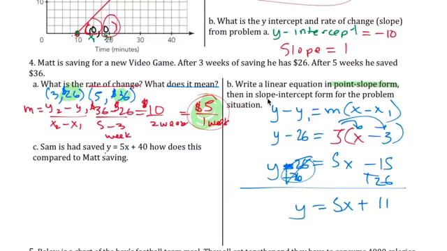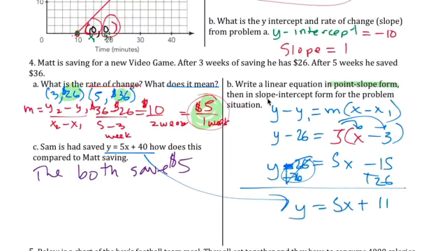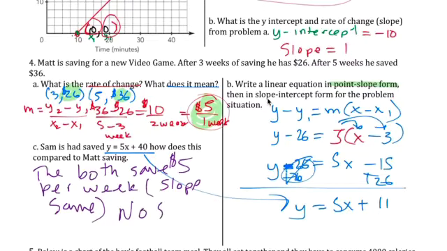Sam has this much saved. How does it compare to Matt? Okay, so compare these two together. They save at the same rate. They both save $5 per week. So the slope's the same. No solution.